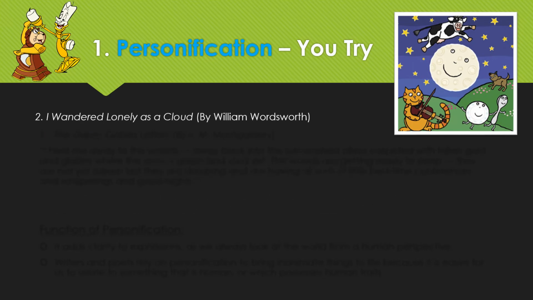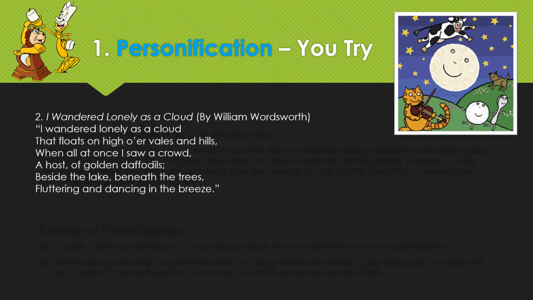We've read this one before. I Wandered Lonely as a Cloud by William Wordsworth. "I wandered lonely as a cloud that floats on high over vales and hills, when all at once I saw a crowd, a host of golden daffodils, beside the lake beneath the trees, fluttering and dancing in the breeze." So, can you identify the personification here in this verse?